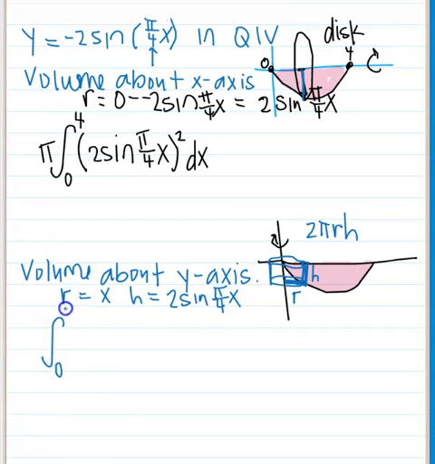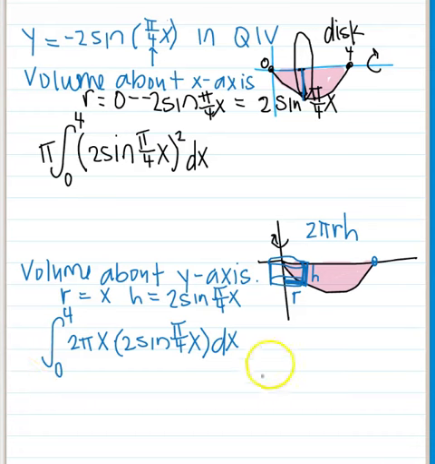Then once you do that, we're going to set it up. We're still in terms of x, so I will still be going between 0 and 4, the intersecting points. And then 2 pi r, our r is the x, times the height, and don't forget about the dx. Once again, it would be too hard to evaluate that by hand, so it's just going to say set up, but do not solve.